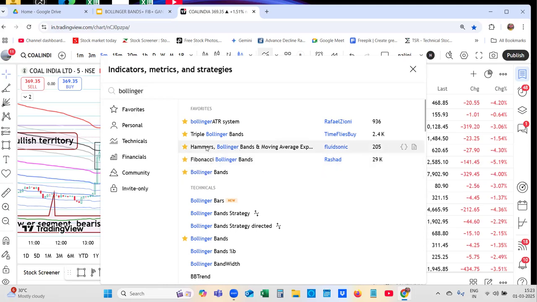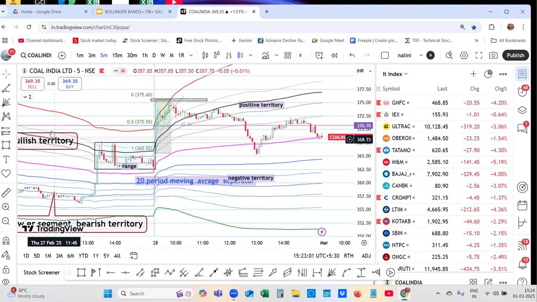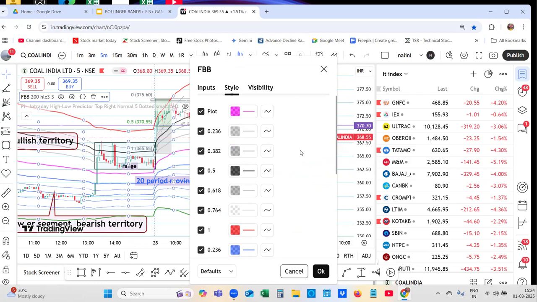I'm explaining very slowly, so don't have confusion. See the things. The Fibonacci Bollinger Band, the person's name is Rashad. Probably he must be Indian. He has configured that, so Indians can do wonders because their IQ level is high. So I have applied this Bollinger Band Fib. Let me go to the settings of the indicator.